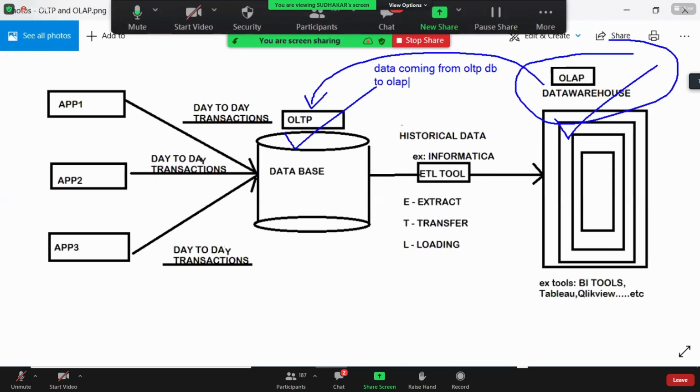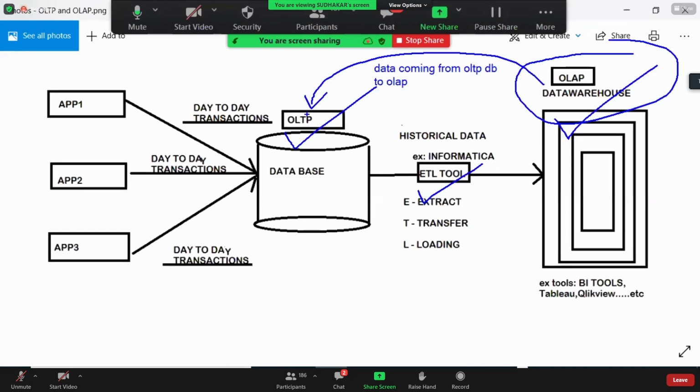Understand now? So OLAP data we can't insert. Okay, we cannot insert OLAP data directly. OLAP data is always coming from OLTP only. Now how was it coming, sir? By using ETL tools. By using ETL tools, it was taken from OLTP to OLAP, right?